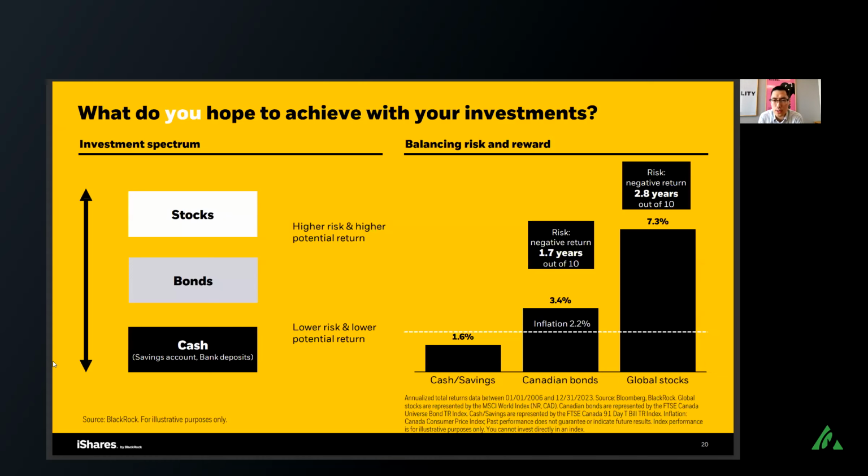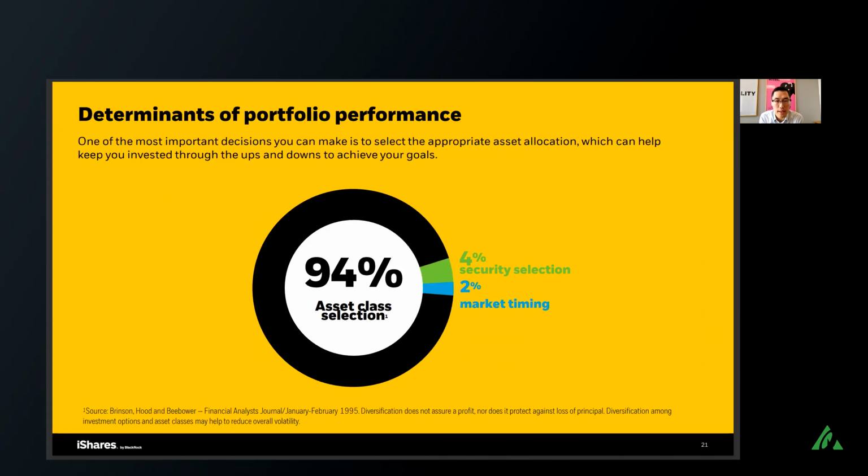And the other thing that doesn't really show up on here is the volatility, the peaks of your peaks and the depths of your valleys, which also widens as you move from bonds to stocks. So the negative years can be quite negative in stocks. But over time, if you have the time horizon and the risk tolerance to endure that, you can generally earn a higher rate of return.